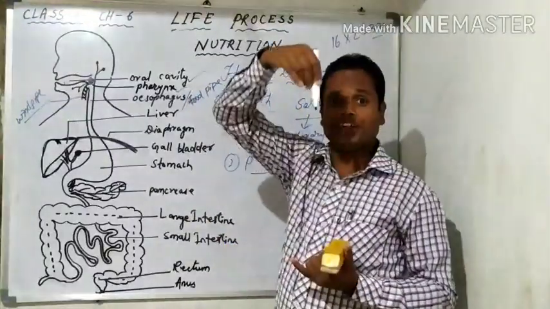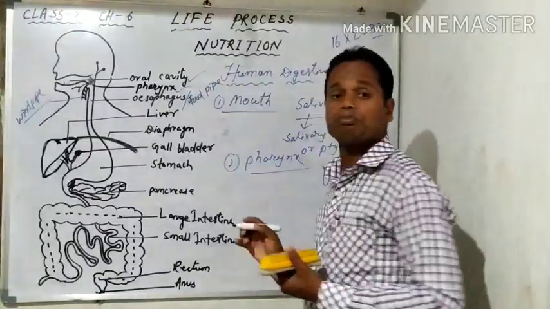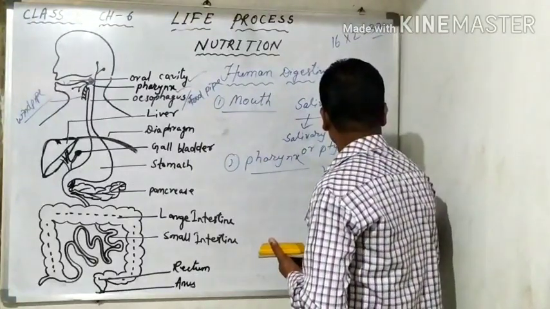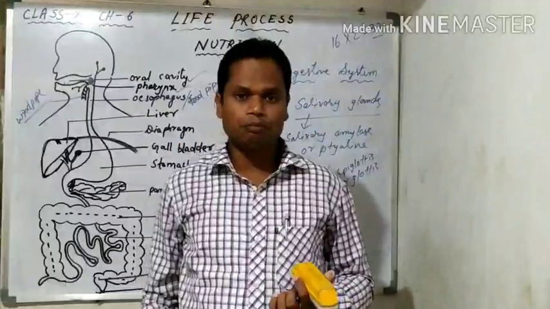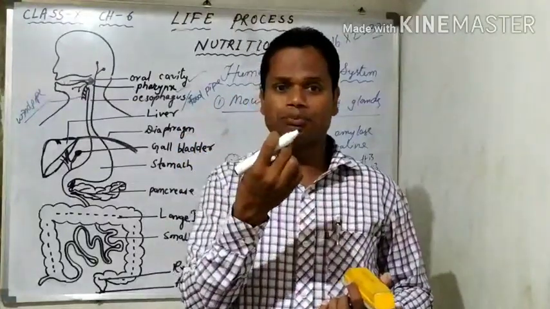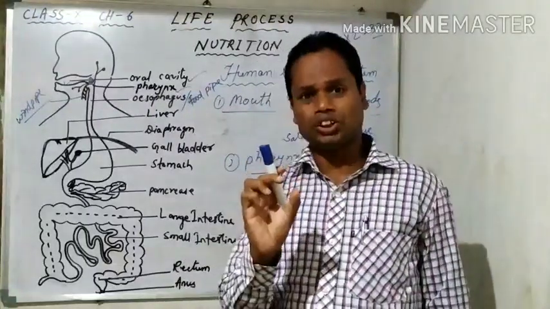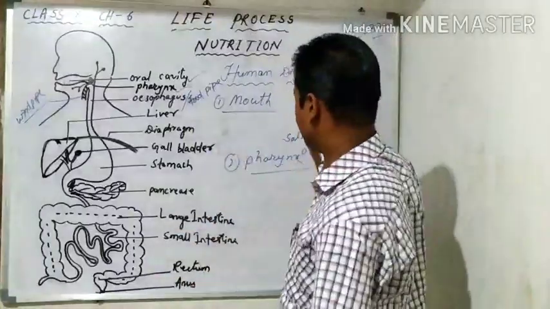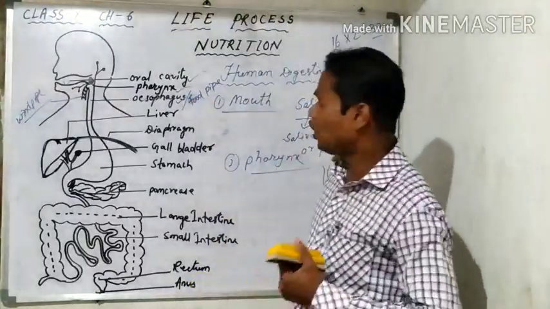Here you will find one small flap-like structure just above the pharynx, called the epiglottis. This is the structure which helps in prevention of entry of food into the nasal cavity. I repeat, the epiglottis is preventing entry of food. Now coming to the next part of the digestive system, the esophagus or food pipe.